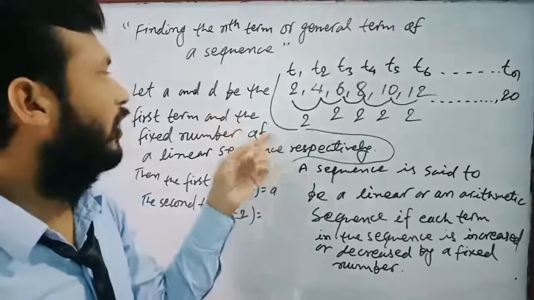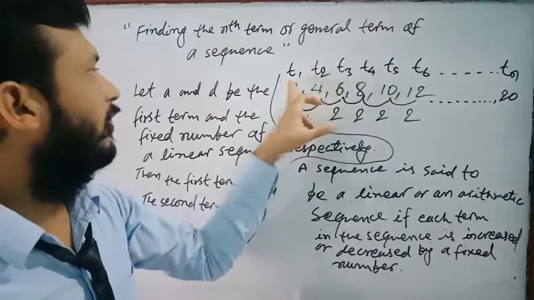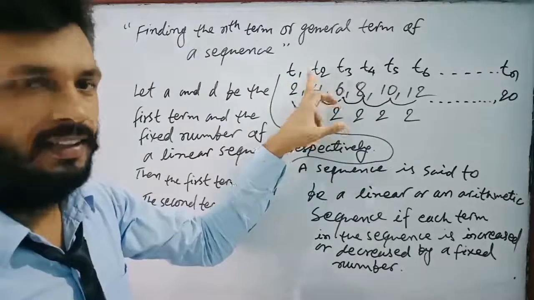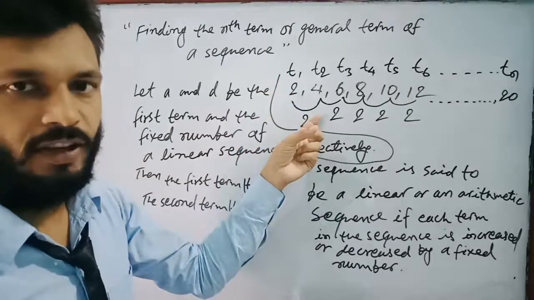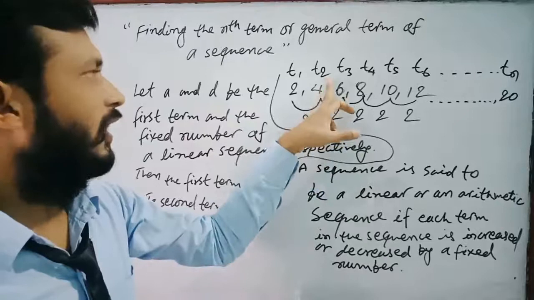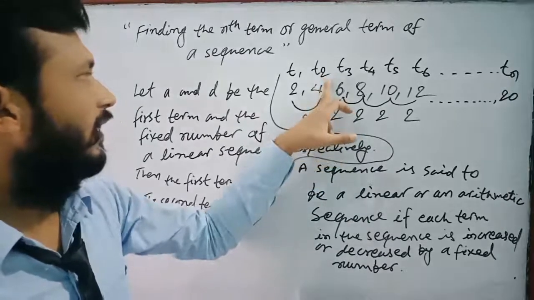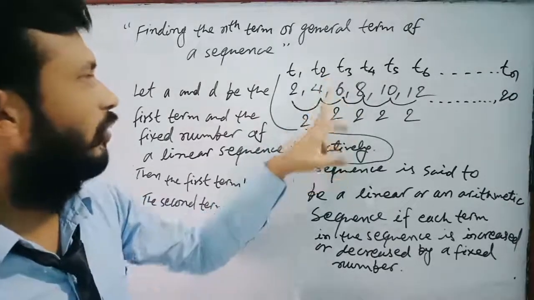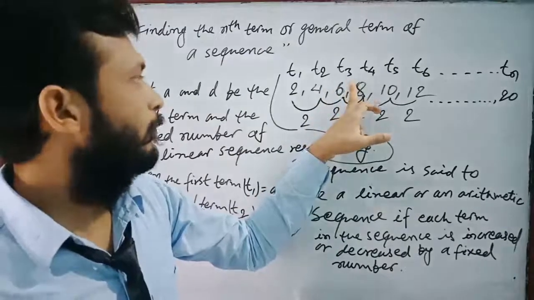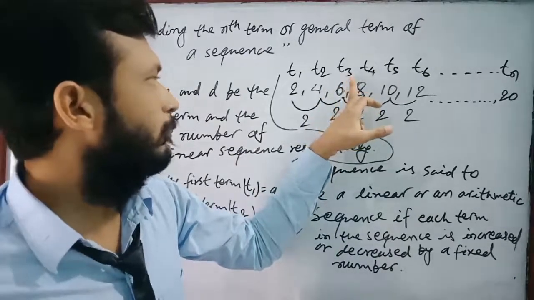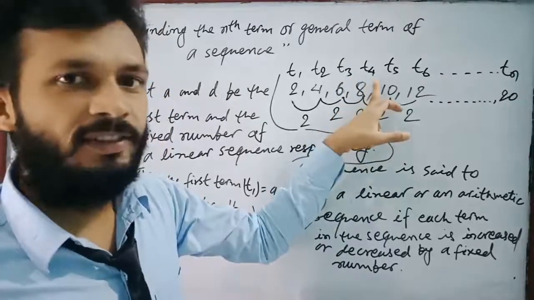Understood? To find the second term, add the first term and the given fixed number. Then adding the second term and the fixed number, we get the third term, 4 plus 2. Then adding the third term 6 and the fixed number, 6 plus 2, we get T4.